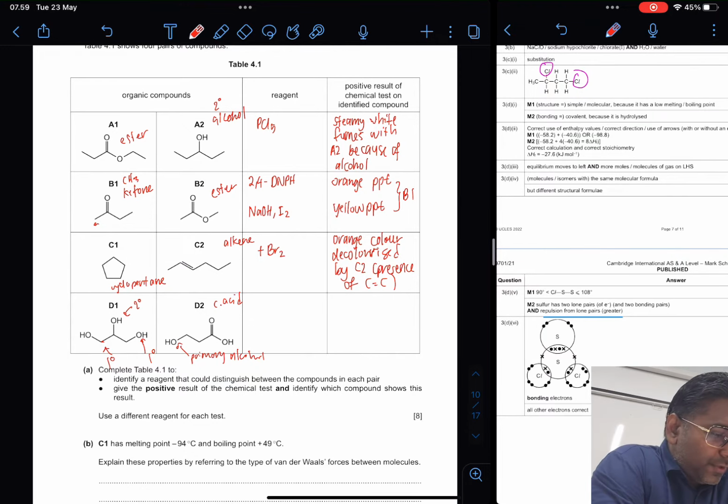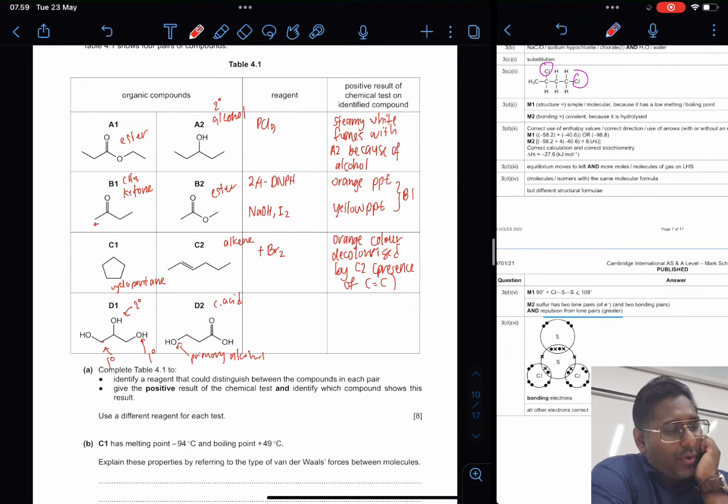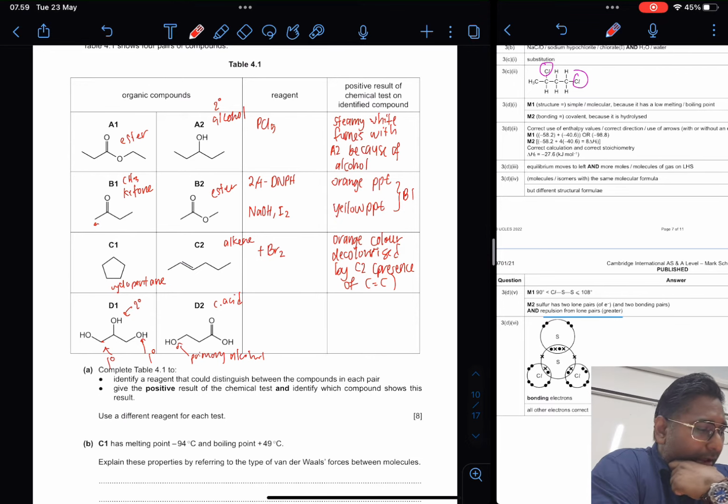Now, the next one, D1 and D2. So you have alcohol and you have carboxylic acid, you have primary alcohol, secondary alcohol. So how do you want to differentiate this? Alcohol, they react with sodium. Carboxylic acid also will react with sodium. So the only difference over here is carboxylic acid can react with sodium hydroxide. Alcohol cannot react with sodium hydroxide.